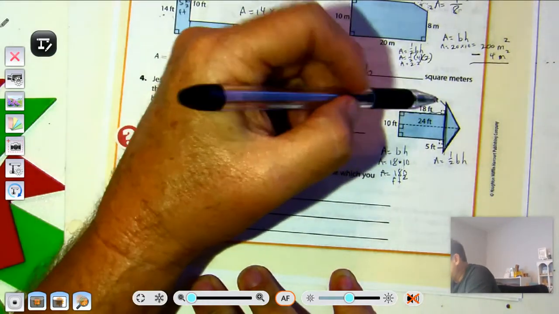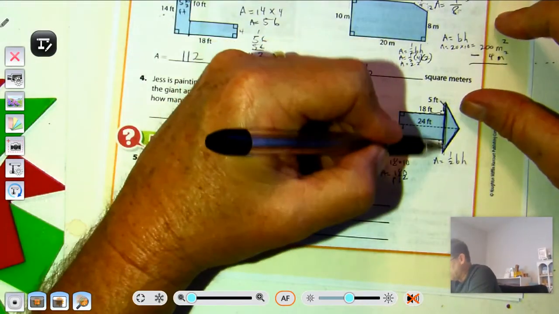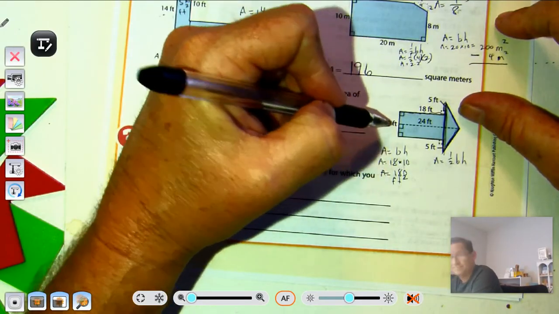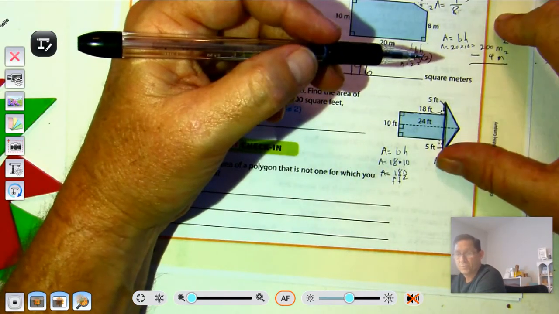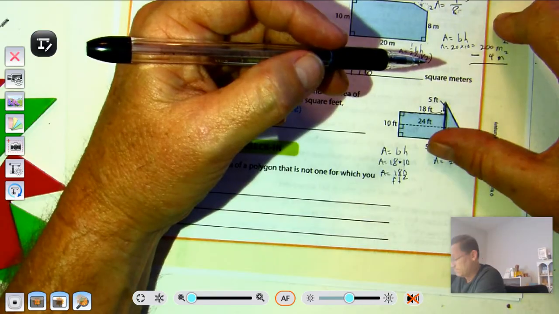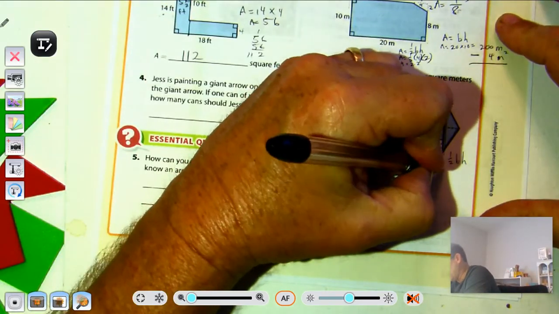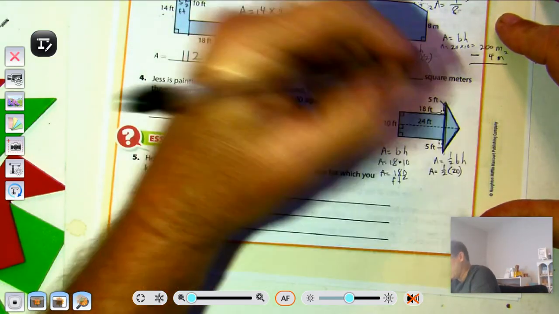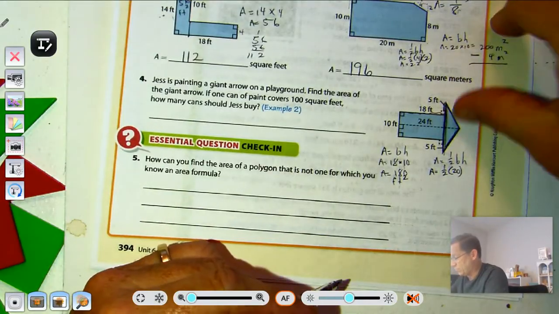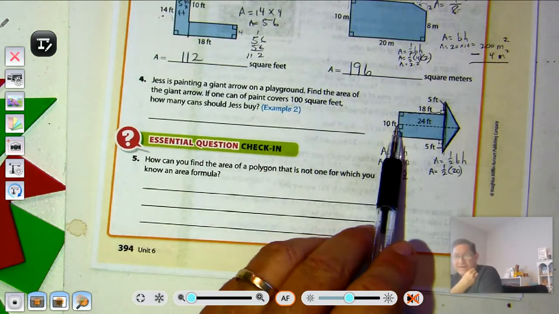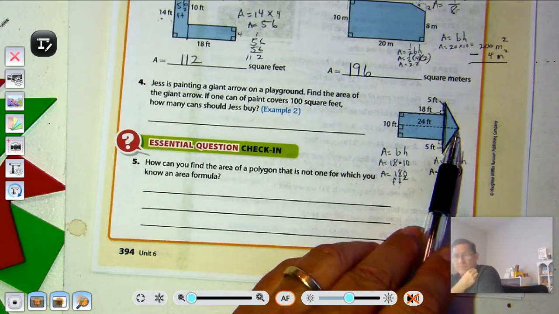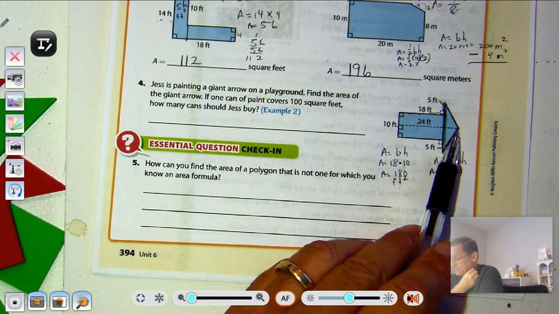Well, the base, okay, so this piece is 5, this is 5, and this piece is 10. So we have to add them all together. 5 plus 5 is 10. 10 plus 10 is 20. So we have a base of 20. And what's the height here? Well, from here to the point is 24 feet.